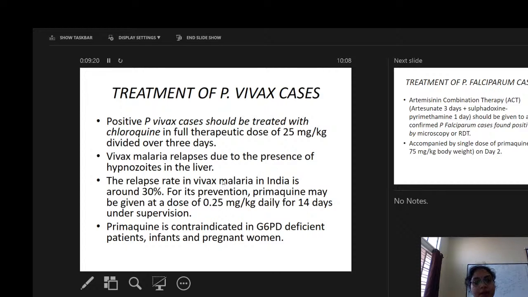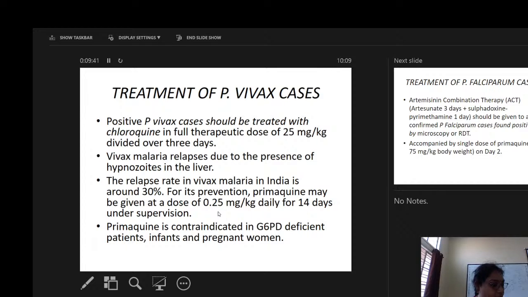Next, Vivax malaria relapses due to the presence of hypnozoites in the liver. The relapse rate in Vivax malaria in India is around 30%. For its prevention, Primaquine may be given at a dose of 0.25 mg per kg daily for 14 days under supervision. Primaquine is contraindicated in G6PD deficient patients, infants, and pregnant women.